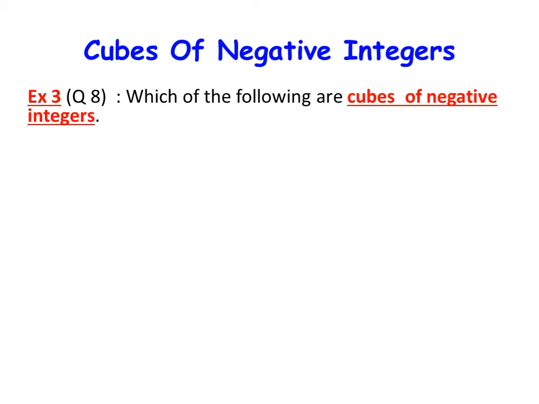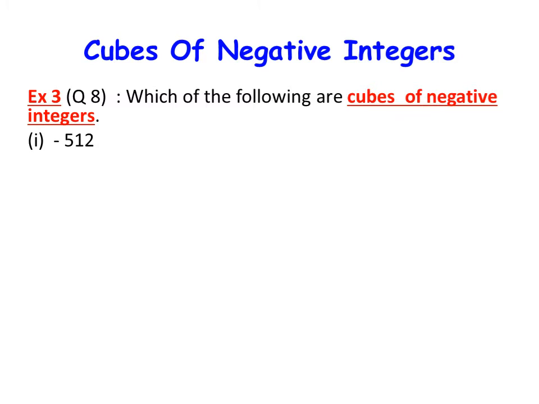Now, let us discuss an example. This is exercise 3, question number 8. Your question is, which of the following are cubes of negative integers? Now, the number is minus 512. The question statement is very clear, that you don't have to find the cube root of a negative integer. They are asking which of the following are cubes of negative integers.